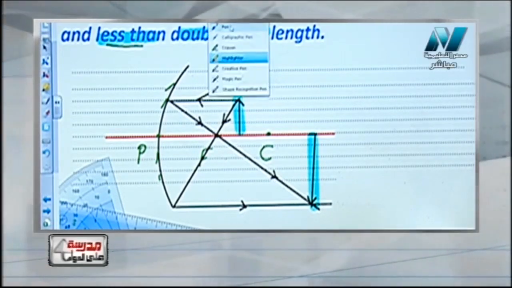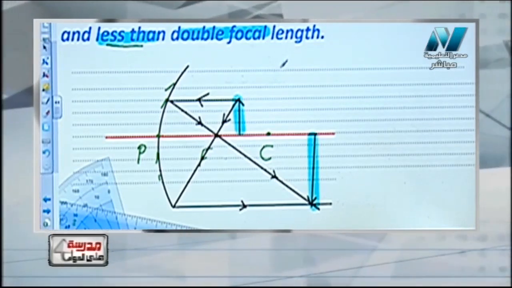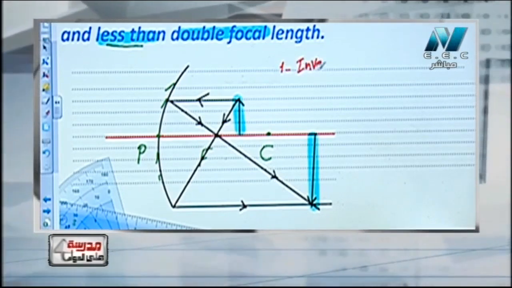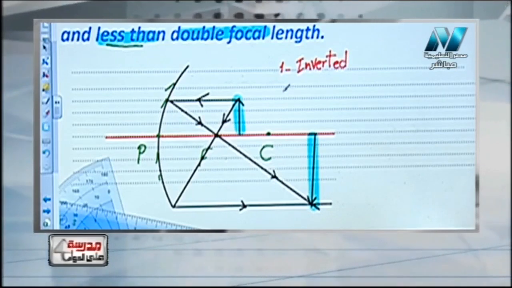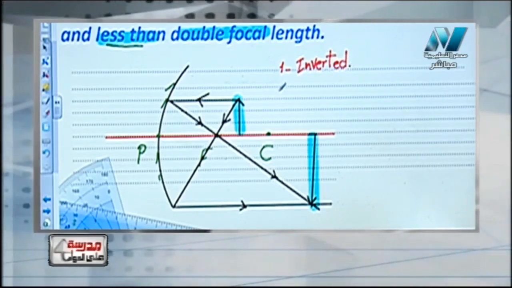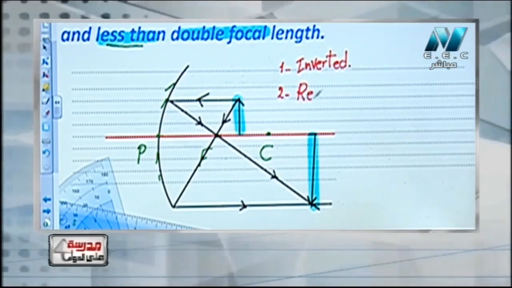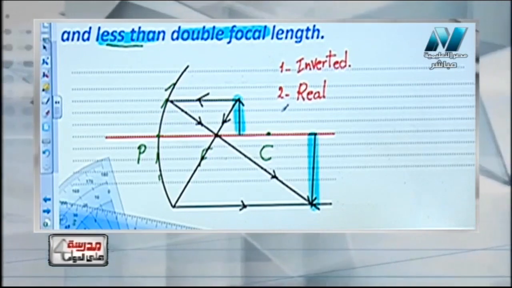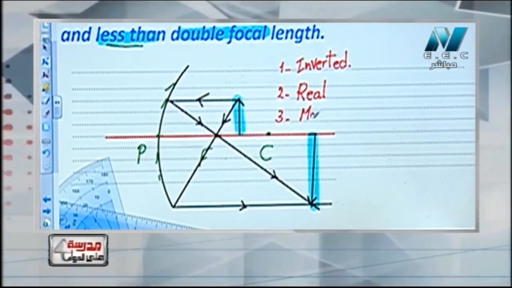So we'll talk about the properties of the image in front of the concave mirror. The properties are what? Number 1, the image is inverted, meaning upside down. Number 2, the image is real, which means it can be received on a screen. Number 3, the image is magnified.